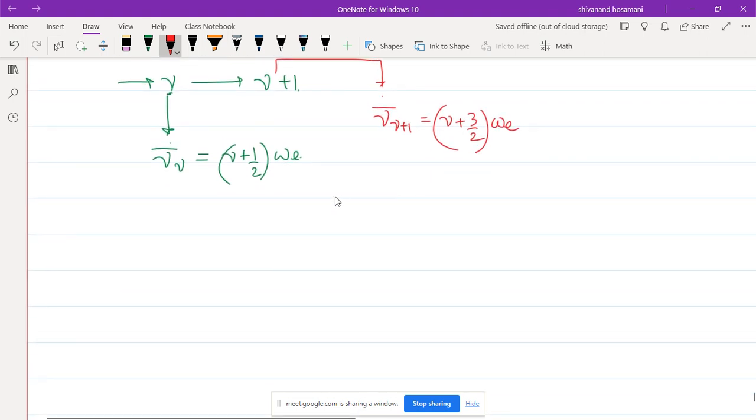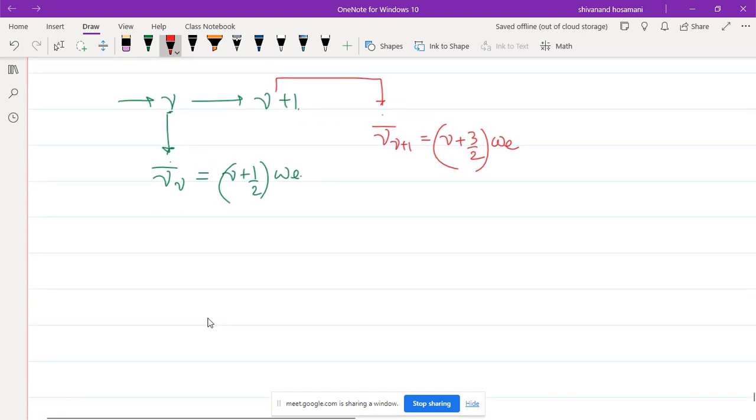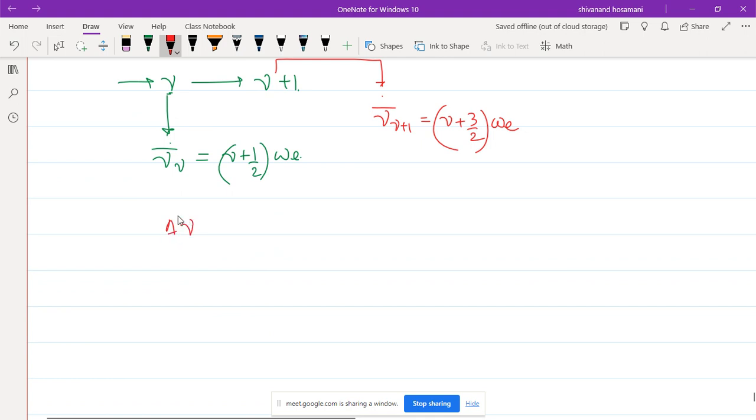If you take the difference between these two, what do I get? Generally delta nu bar is equal to plus or minus omega e, just that. So this is the case in Raman.